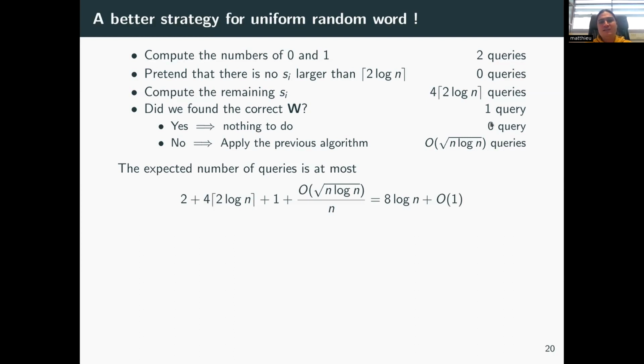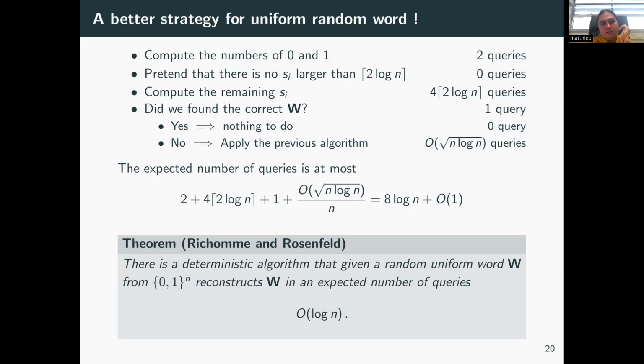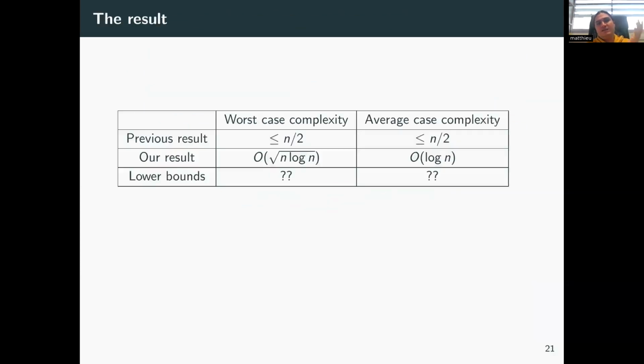So if we do the computation, basically, in every case, I need 2 queries plus 8 log n queries plus 1 query. And with probability 1/n, I need that many queries. So in total, this is 8 log n plus big O of 1. So what we get is that in the random case, there is a deterministic algorithm that in average, given a random uniform word W, reconstructs W in an expected number of queries which is big O of log n, which is much better. Okay, so let me summarize this.